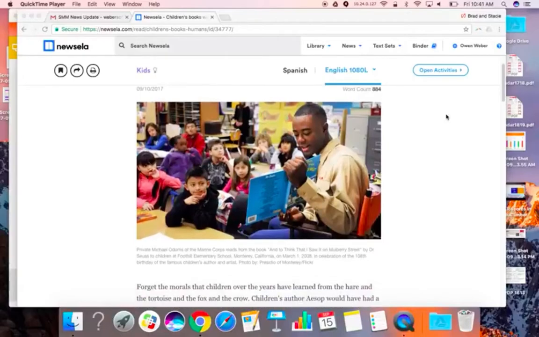It says, Private Michael Odoms of the Marine Corps reads from the book And to Think That I Saw It on Mulberry Street by Dr. Seuss to children at Foothill Elementary School, Monterey, California on March 1st, 2008, in celebration of the 108th birthday of the famous children's author and artist.